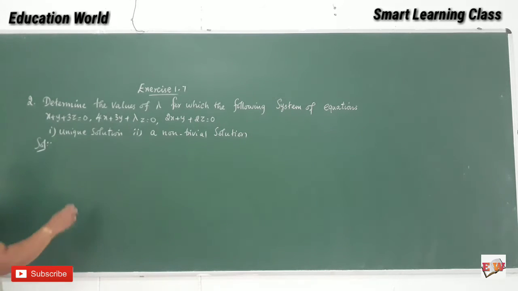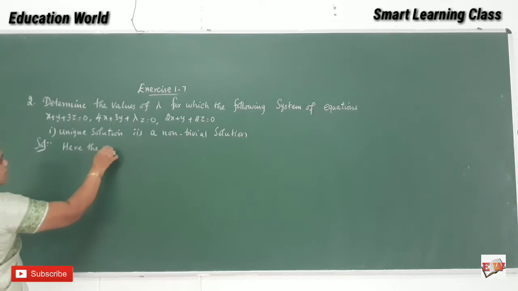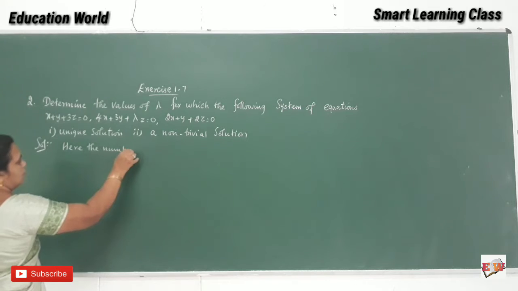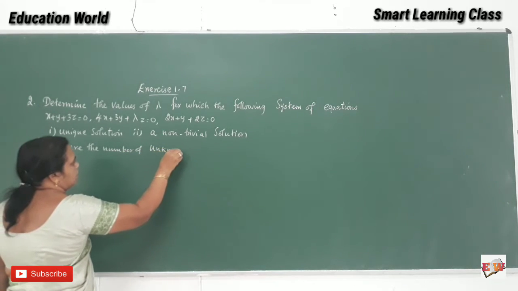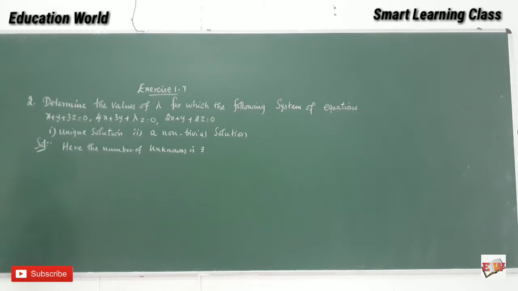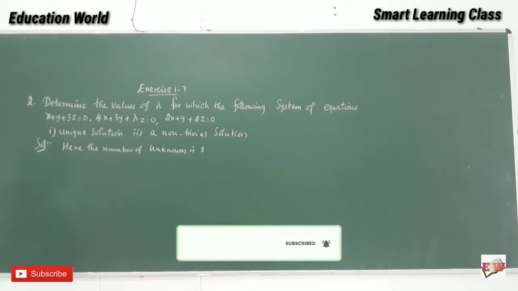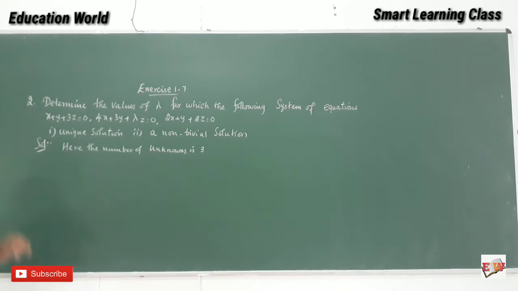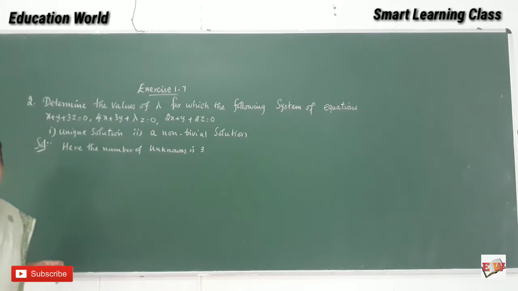Here the number of unknowns is 3. We have to find when the given system of equations has a unique solution. When will it get a unique solution? If the rank of coefficient matrix is equal to rank of augmented matrix is equal to number of unknowns.